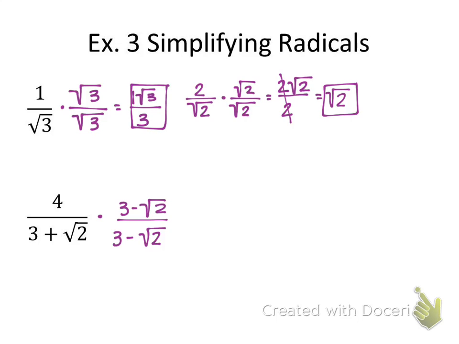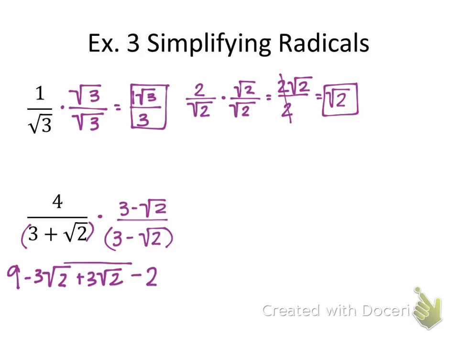And what do you think I'm going to do here on the bottom in order to multiply those? FOIL. So, first times first is 9. Now, 3 times the negative square root of 2 is going to be negative 3 times the square root of 2. Then, positive square root of 2 times 3 is positive 3 times the square root of 2. And then I'm going to have a positive times a negative, which is a negative. Square root of 2 times square root of 2 is 2.